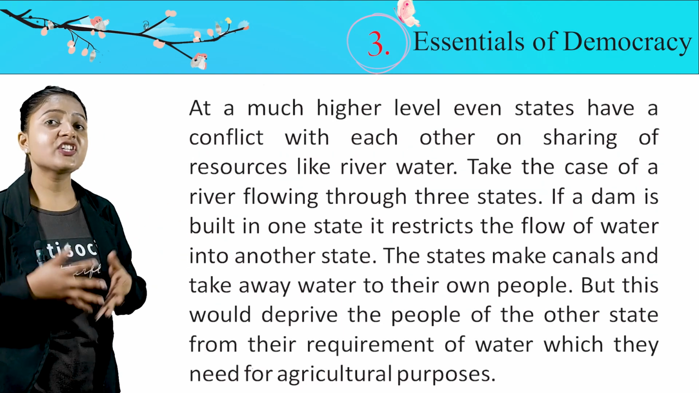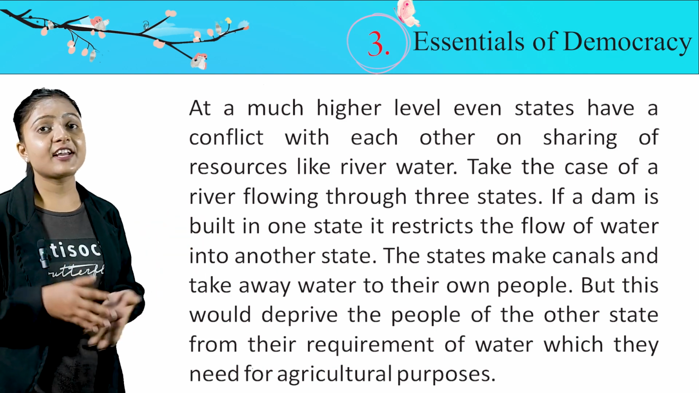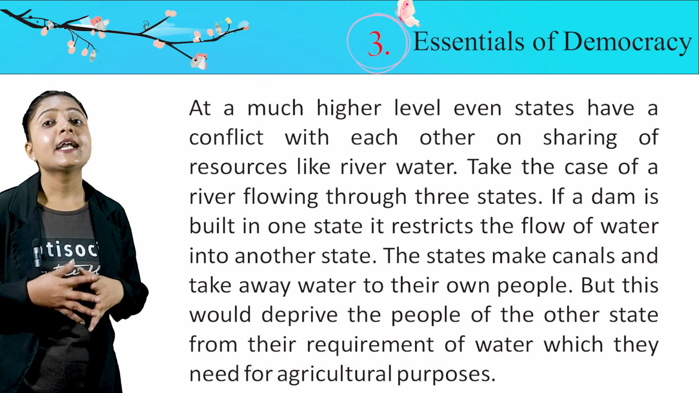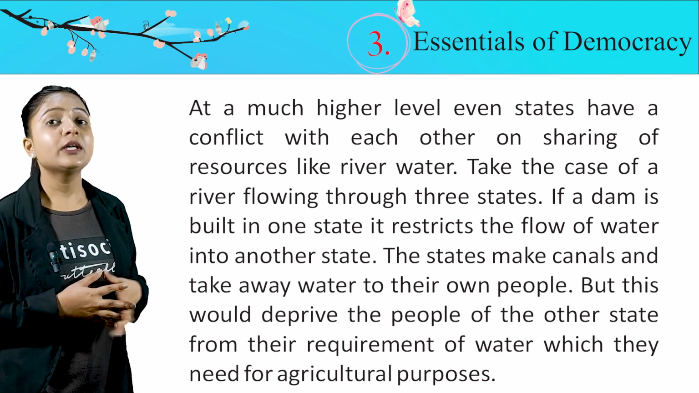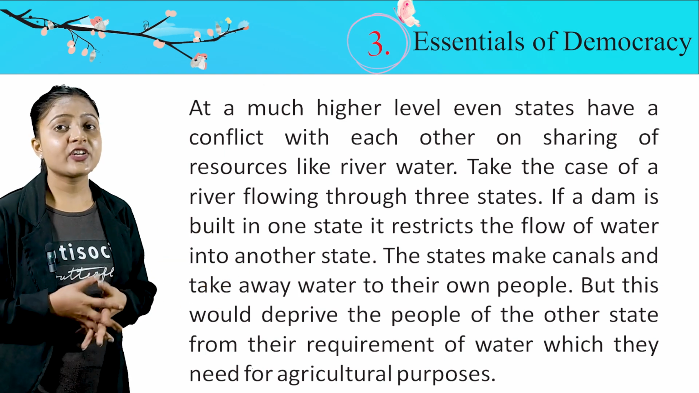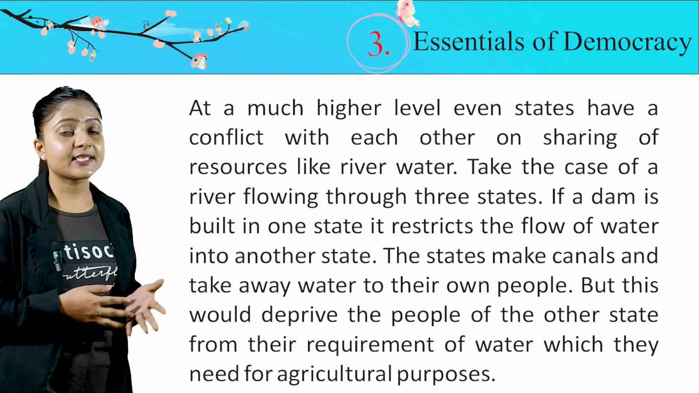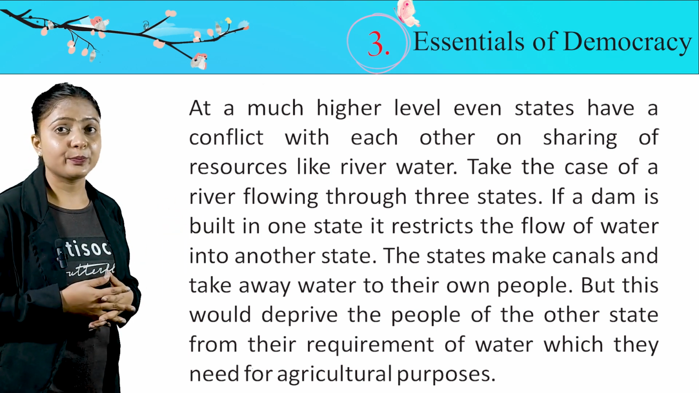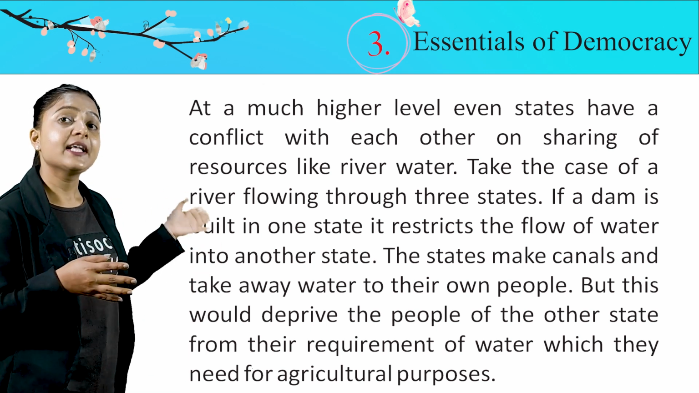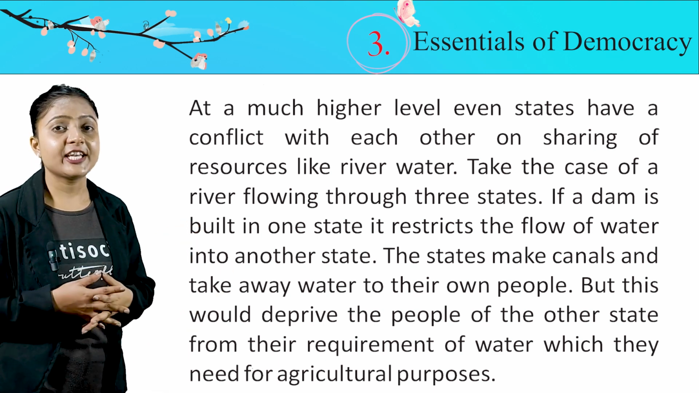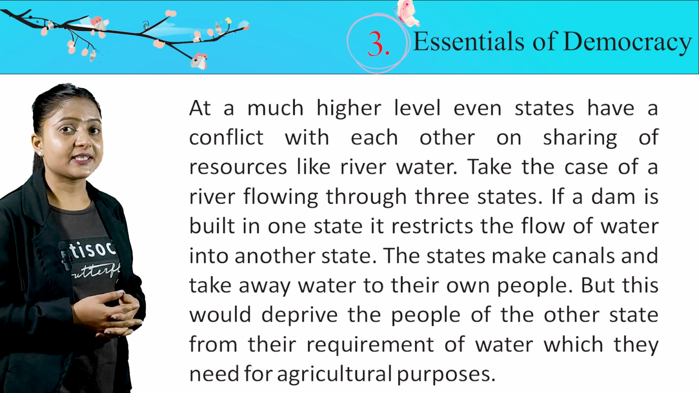At a much higher level, even states have a conflict with each other on sharing of resources like river water. Take the case of a river flowing through 3 states. If a dam is built in one state, it restricts the flow of water into another state. The states make canals and take away water to their own people, but this would deprive the people of the other state from their requirement of water which they need for agricultural purposes.